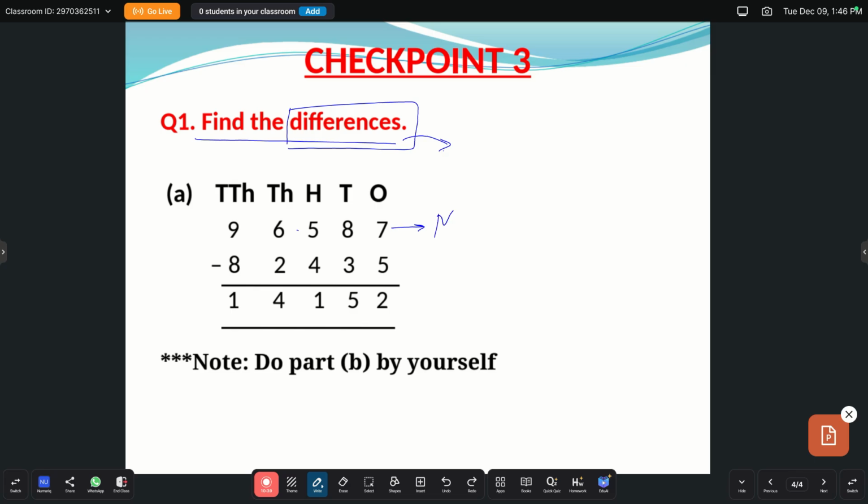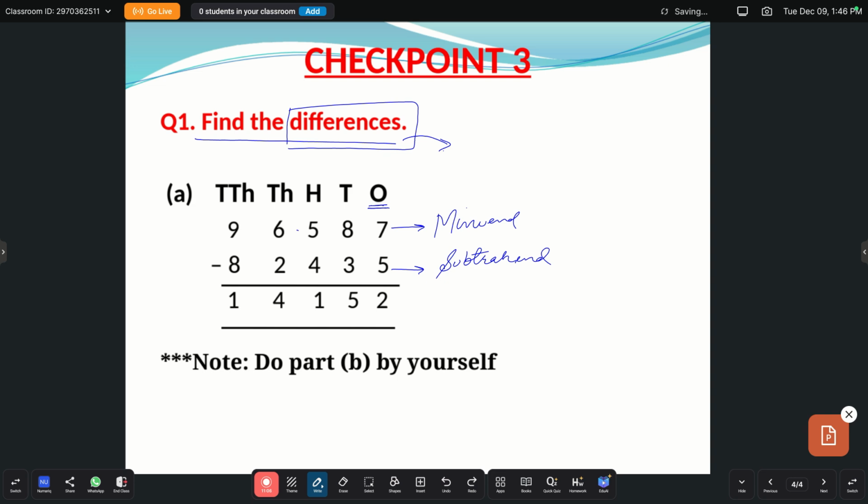Okay, this number is called minuend. And the number that we subtract, this is known as subtrahend. We have to now find the difference. Okay. Again, we will start from ones column. Whether you have to add or you have to subtract, you will always start from ones column.